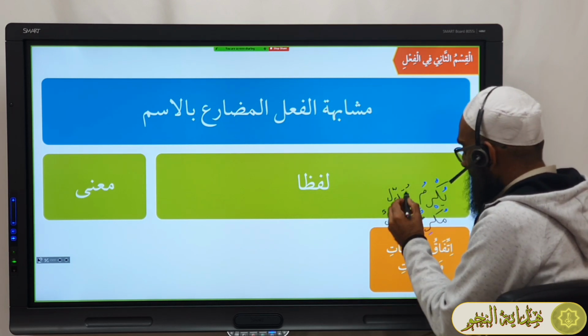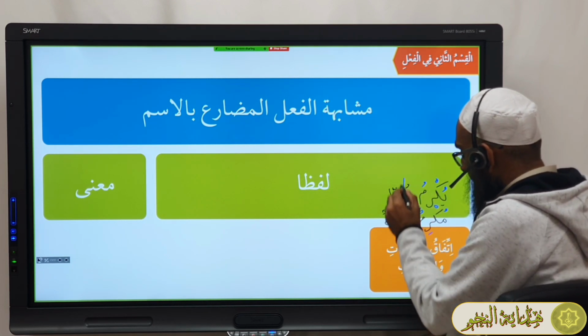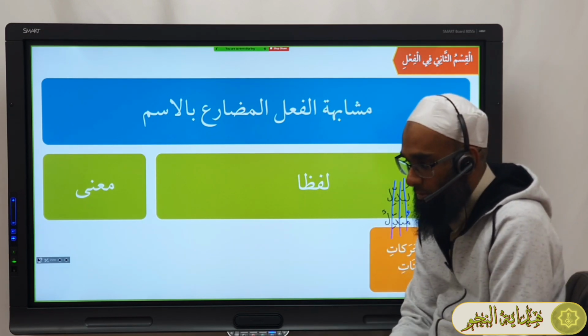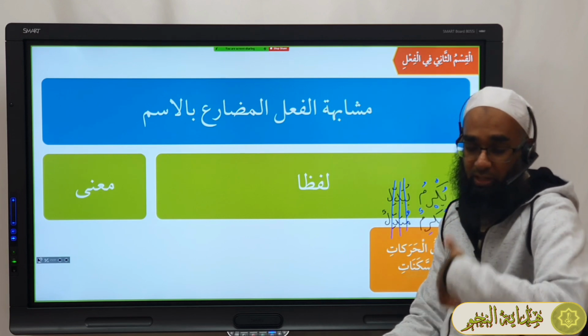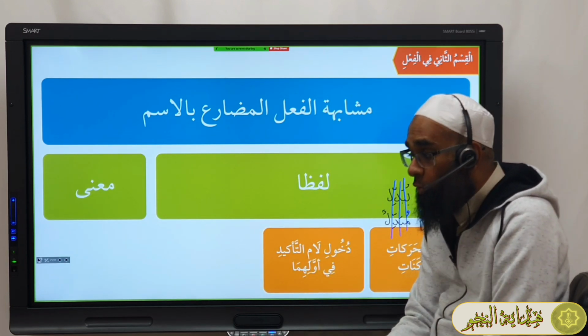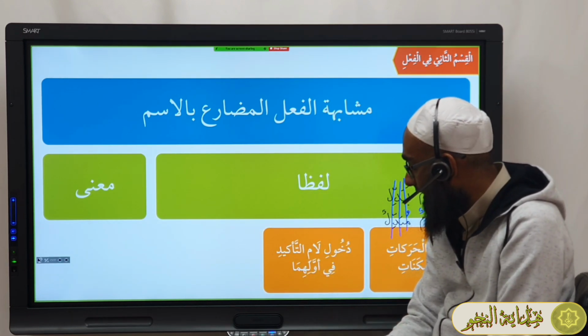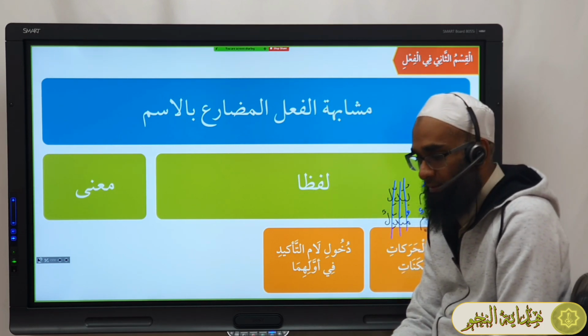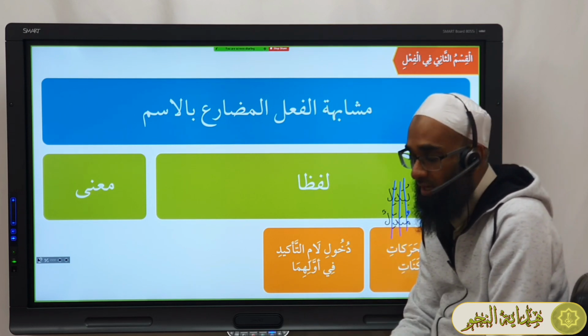The tanween is at the end. Yubaddilu, yubaddi. So the harakat and the sakanat, they're the same. So in that aspect, the fa'il mudari' resembles the ism. دخول لام التأكيد في أولهما. Both of them can have لام التأكيد or لام الابتداء. And he's giving an example later on. So both can have لام الابتداء.